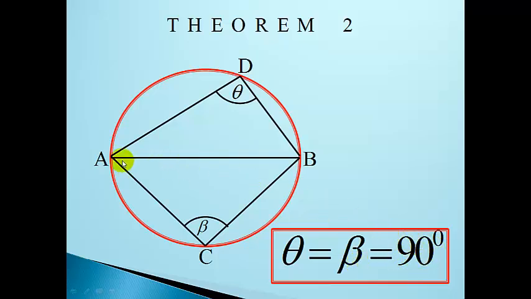Take note that if AB is the diameter of the circle, then the angle that the diameter subtends at any point on the circumference is equal to 90 degrees. So theta equals 90 degrees and beta equals 90 degrees. That is why theta is equal to beta is equal to 90 degrees.